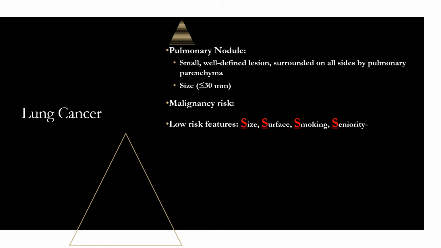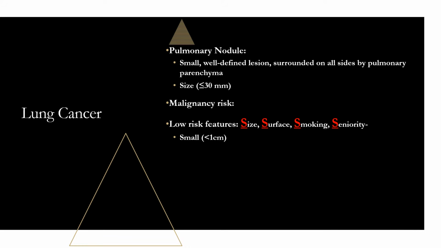So let's get started with our low risk features, all about our S's. So size, surface, smoking status, and seniority, aka the age of the patient. So first thing, the size. Now I put a specific size because it makes it easier, but there's really no need to memorize a number here and waste valuable space in your head. There's not a specific number to know anyways.